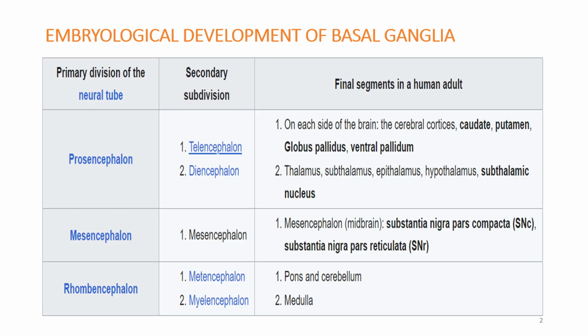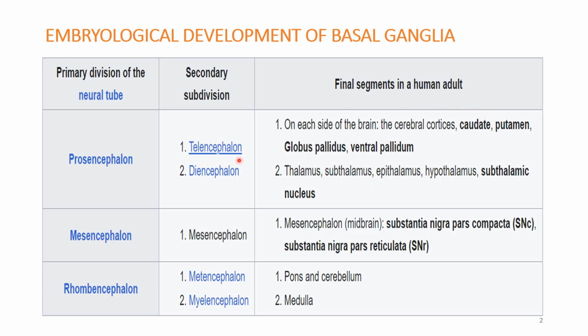First coming to the embryological development of basal ganglia, this is the primary division of the neural tube, which is divided into prosencephalon, mesencephalon and rhombencephalon, and it is divided further into secondary subdivisions. They are telencephalon and diencephalon from the prosencephalon, mesencephalon from the mesencephalon, and metencephalon and myelencephalon from the rhombencephalon. So, three primary vesicles will be developed into 5 secondary vesicles. Then, what are the final segments in a human adult?